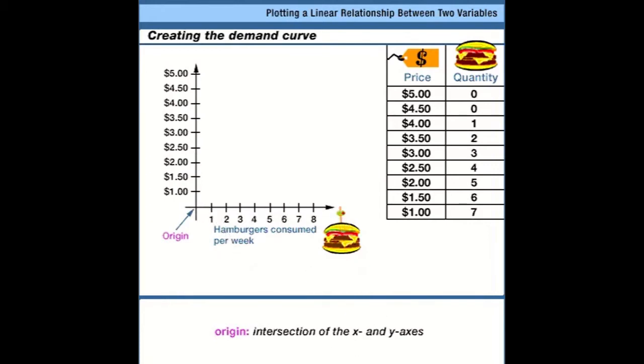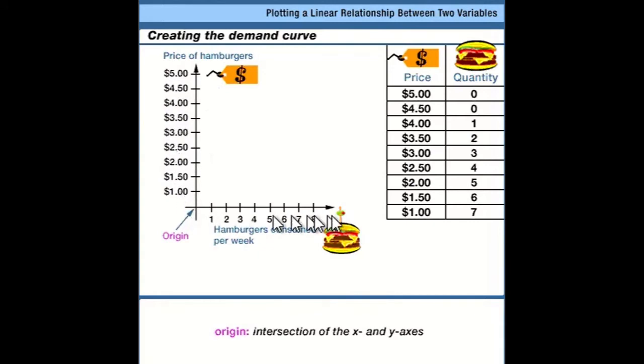On the vertical axis, I'll represent the price that hamburgers sell for. The sale price of hamburgers is represented on the axis here, increasing $1, $2, $3, $4, and so forth per hamburger. So on the vertical axis, we have price per hamburger. On the horizontal axis, we have hamburgers consumed per week.